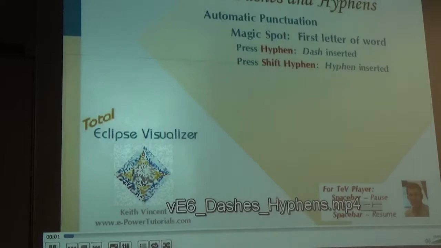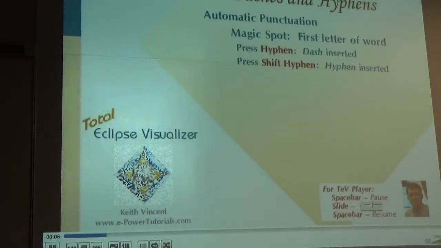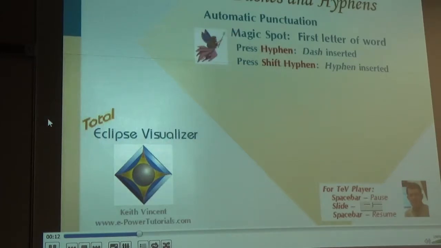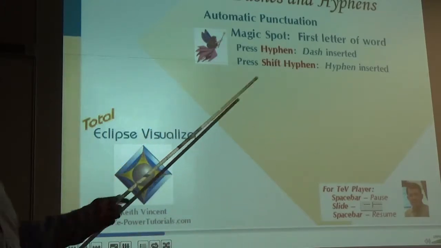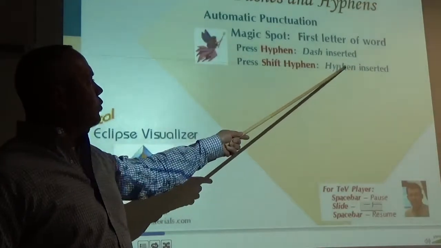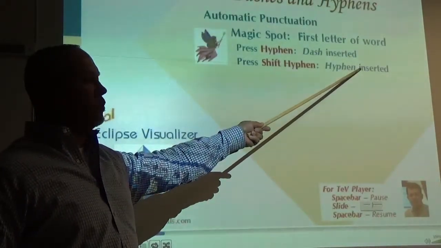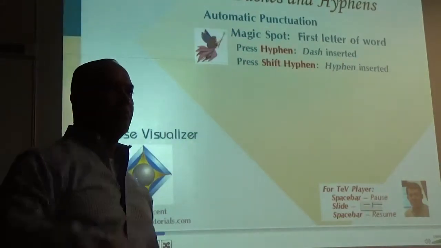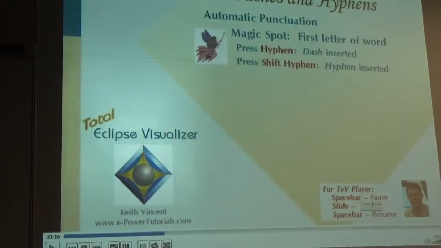The first letter of a word is a magic spot where Eclipse anticipates your needs, like the need to throw in a dash. So when you need a fast dash, just press the hyphen key. And on the less frequent occasions when you do need a hyphen, you know this, don't you? Say you need a hyphen in between hyphen and inserted, you put your cursor right here on inserted, hit the little hyphen button and it automatically puts a hyphen there. Okay? Just press the shift and hyphen keys together.